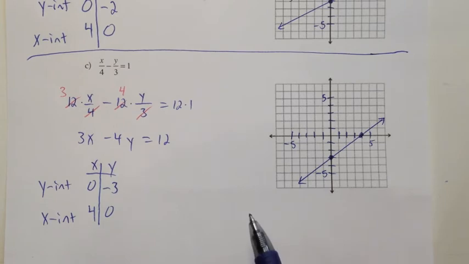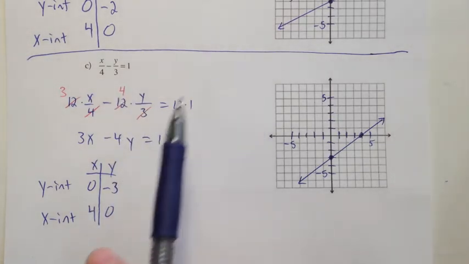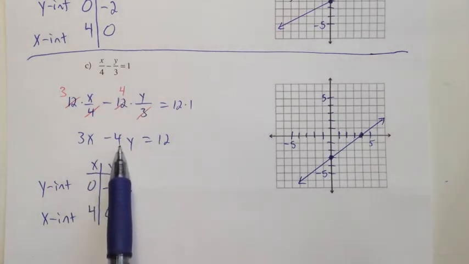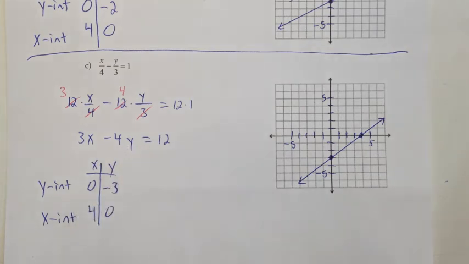If I'm already in slope-intercept form, y equals mx plus b, I probably won't find the x-intercept because that can be a little messy. I'll just plug in other points. But when you have what we call standard form, x and y on one side and the constant on the other, intercepts is a great way to get the graphing job done.